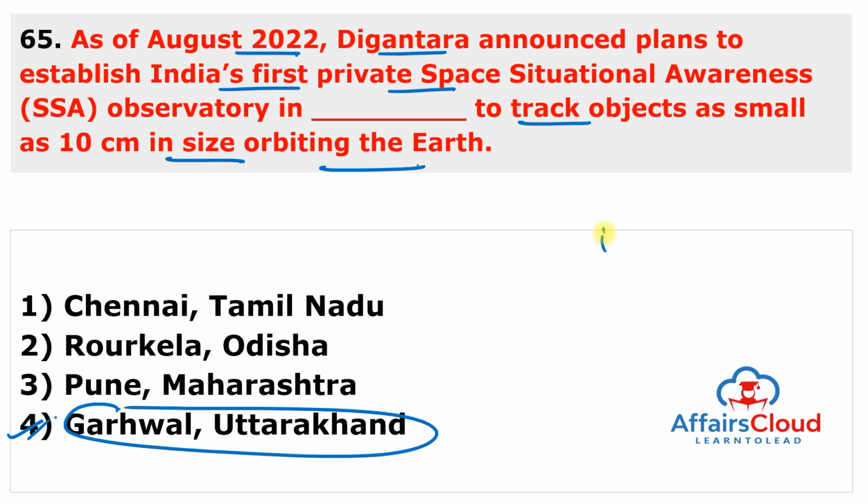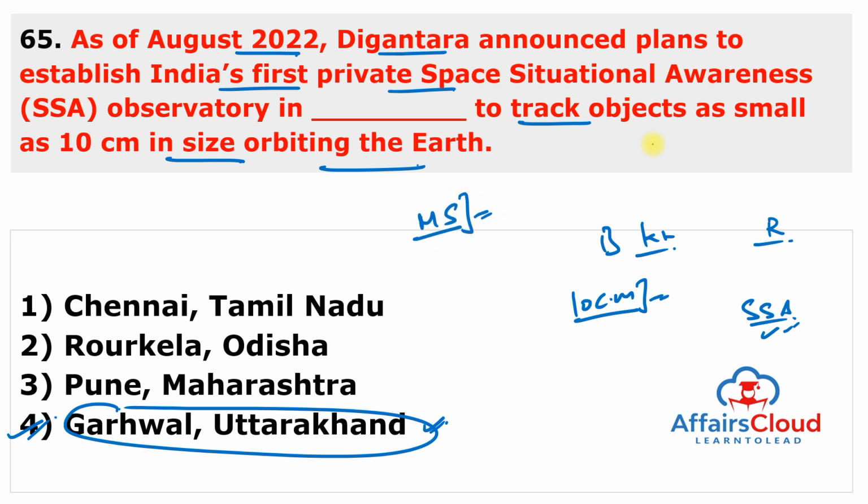So, Digantara, which is a Bengaluru, Karnataka-based space sector startup, will establish India's first private space situational awareness observatory in the Gadwal region of Uttarakhand to track objects as small as 10 centimeters in size orbiting the Earth. And Digantara has signed an agreement with the Uttarakhand government in this regard. The first of its kind commercial SSA, or Space Situational Awareness Observatory, will assist India in monitoring all space activity, including that of military satellites orbiting the region and the space debris.